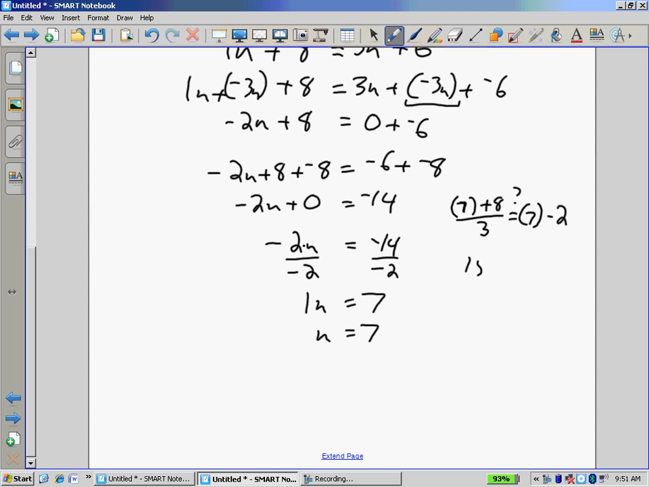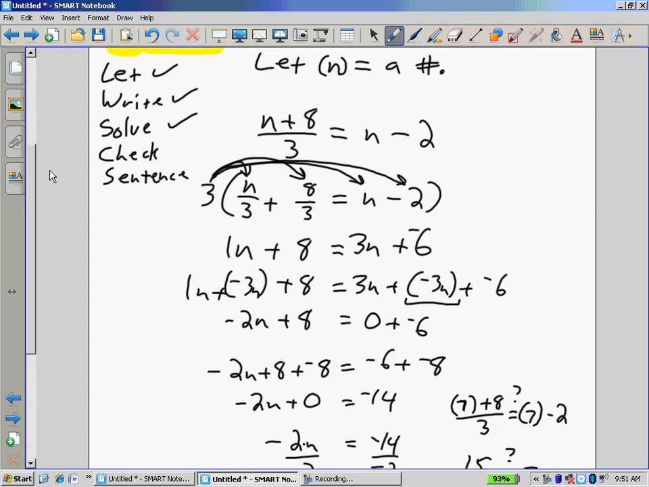7 plus 8 is 15, divided by 3. I'll go ahead and work both sides. 7 minus 2, 5. 15 divided by 3 is 5, so 5 equals 5. Yes, this is good. We're moving in the right direction.